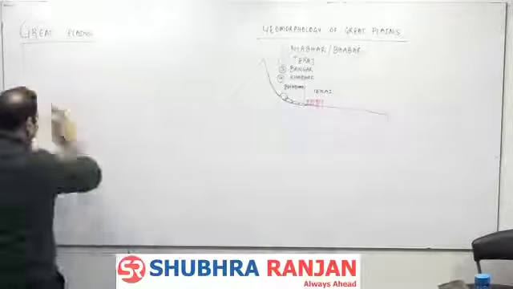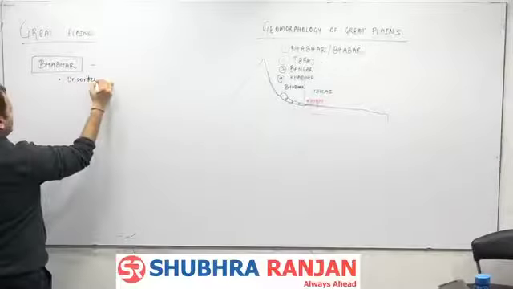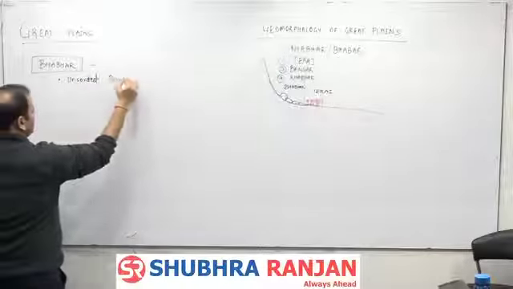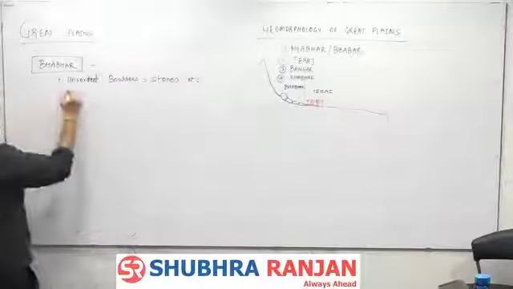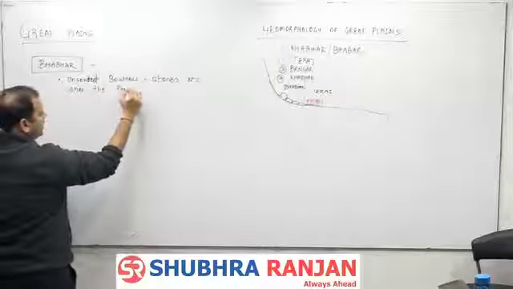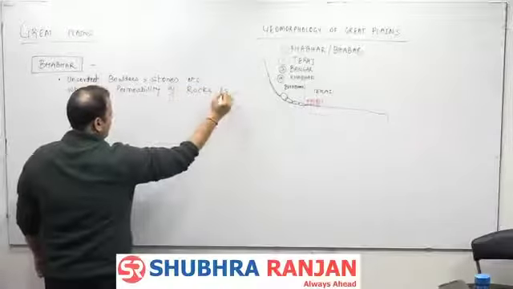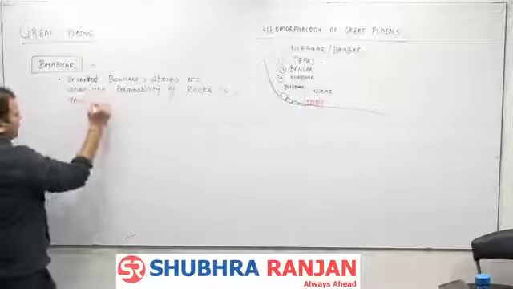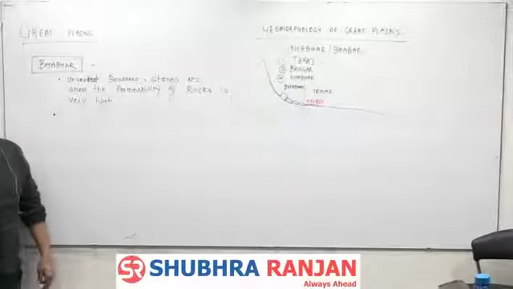So first, the Bhabar belt. I'll quickly write here. हमने थोड़ा बहुत जियोमॉर्फोलॉजी में लिखा है इसके बारे में. Made up of unsorted boulders, means big rocks, stones, etc. Where the permeability of rocks is very high, therefore what will happen? Water will pass.